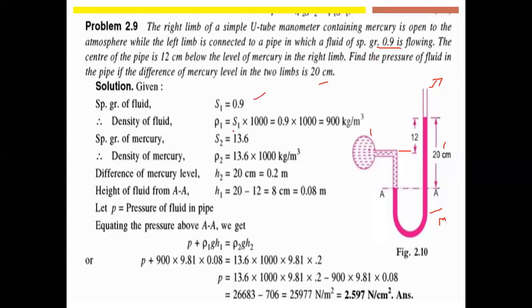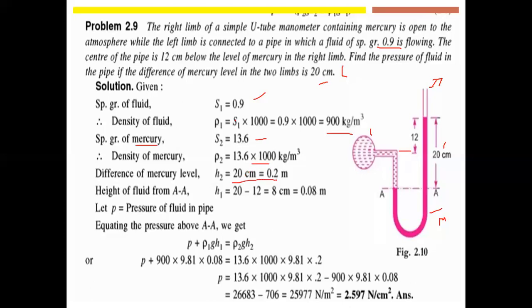Density of the fluid is rho into S1. That is, density of fluid rho 1 is equal to S1 into 1000, that is 0.9 into 1000, that is equal to 900 kg per meter cube. Next, what is S2? 13.6. The specific gravity of mercury is 13.6. Then what is the density of mercury? 13.6 into 1000. Then what is the difference in the mercury level? H2 value is equal to 0.2 meters.